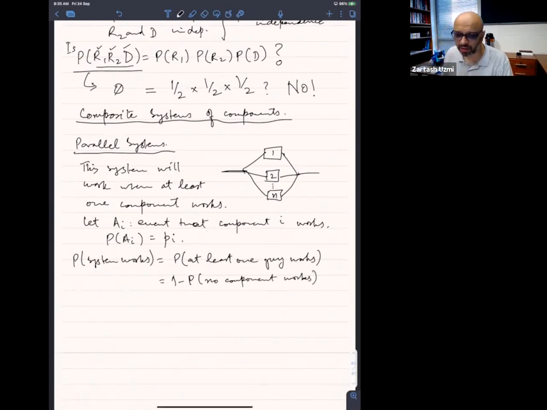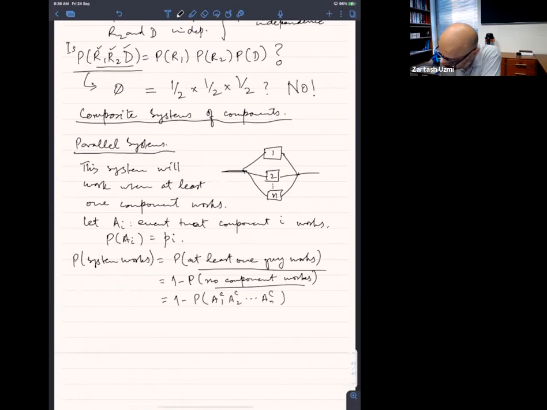कोई component काम नहीं कर रहा. 1 minus the probability that no component works. ये complementary events हैं. At least one component working and no component working, complementary events. So this is equal to 1 minus the probability A1 complement, A2 complement, dot, dot, dot, AN complement.